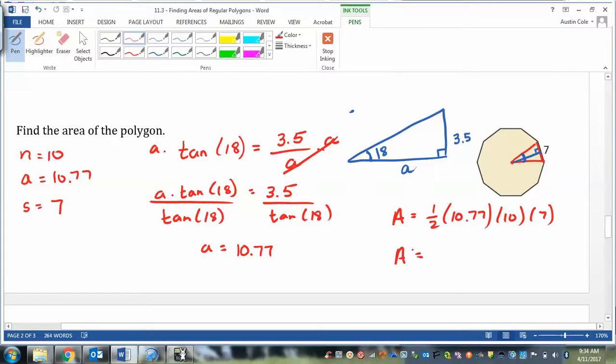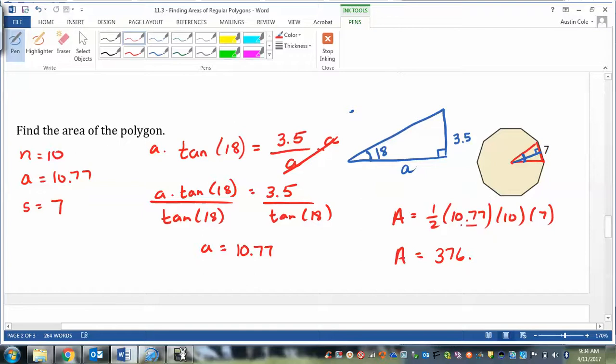Casey, what'd you get? Oh, I didn't type it in. Cam, what'd you get? 376.95. Agree or disagree there? I got 377.0. That's what I got.